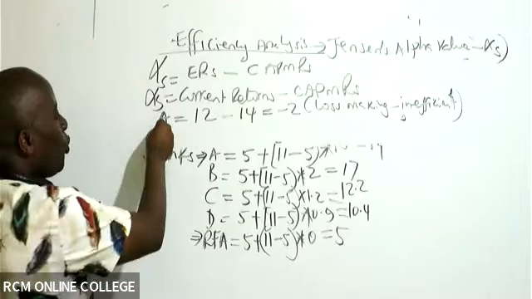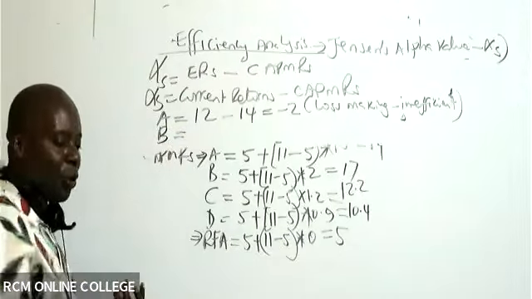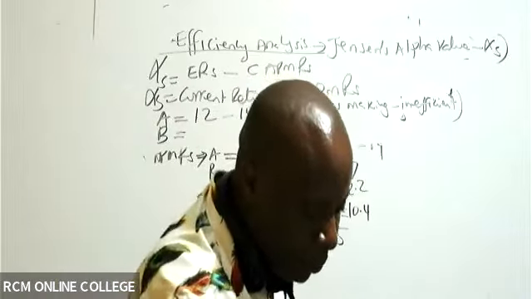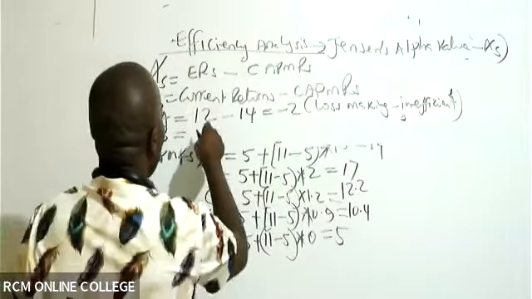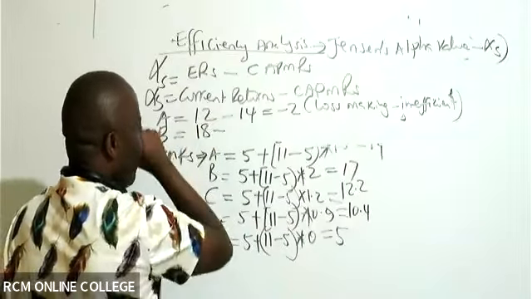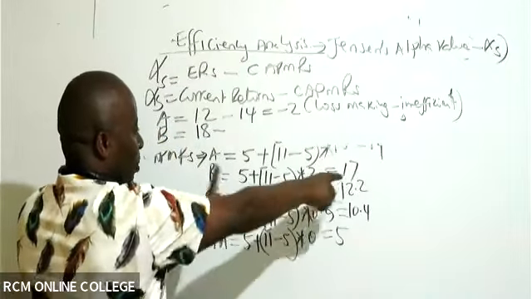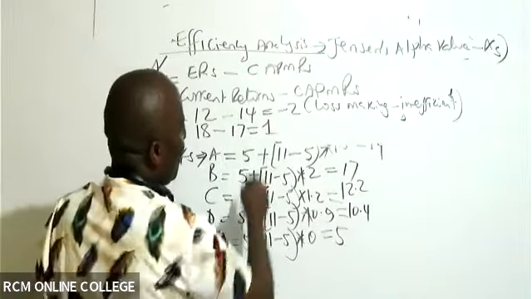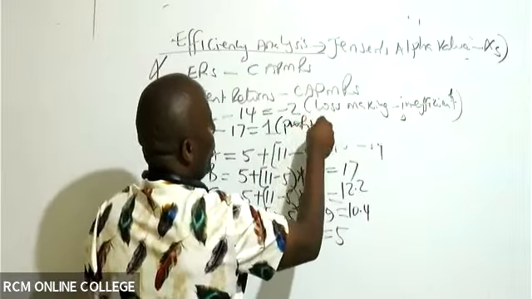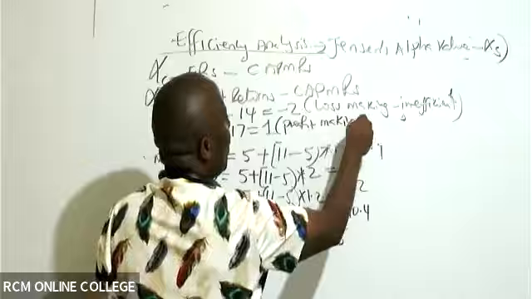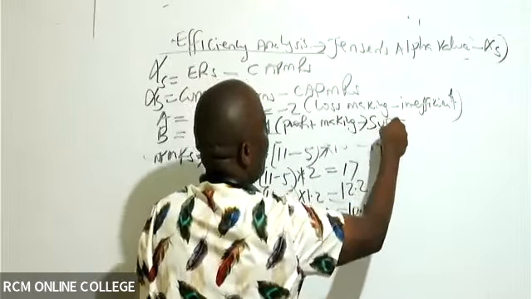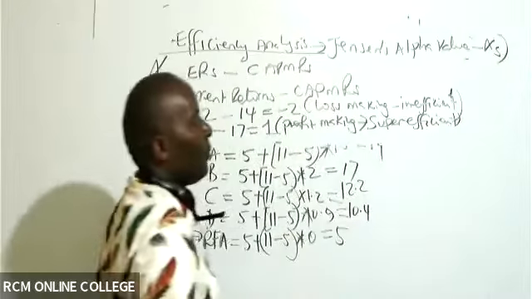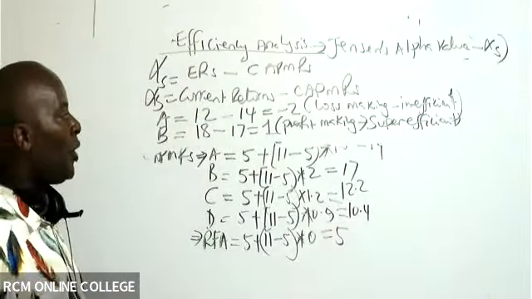You go to B. I hope you are able to see the current return of B. The current return of B, ladies and gentlemen, is 18, minus, in this case, the CAPM return of B, 17. Even if it's just one bob or 1%, it's profit making. If it's profit making, we call them super efficient.